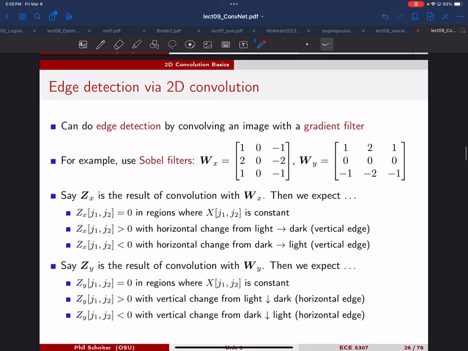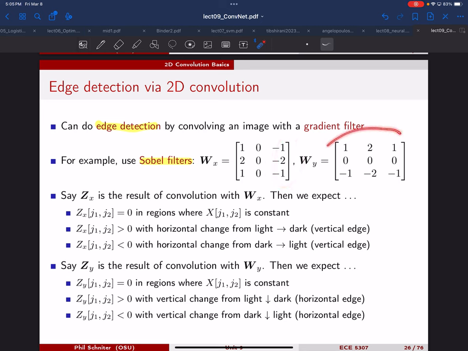And maybe a slightly more interesting pair of filters would be these Sobel filters. They can be used for edge detection. Here, this is a 3x3 where we have zeros in the middle, positive on the left, negative on the right. If we convolve with this, we expect to be able to tell if there's bright on the left and dark on the right, that will give us a positive output, right? Because you'll have larger multiplied by larger, smaller by negative, and that will give you positive.